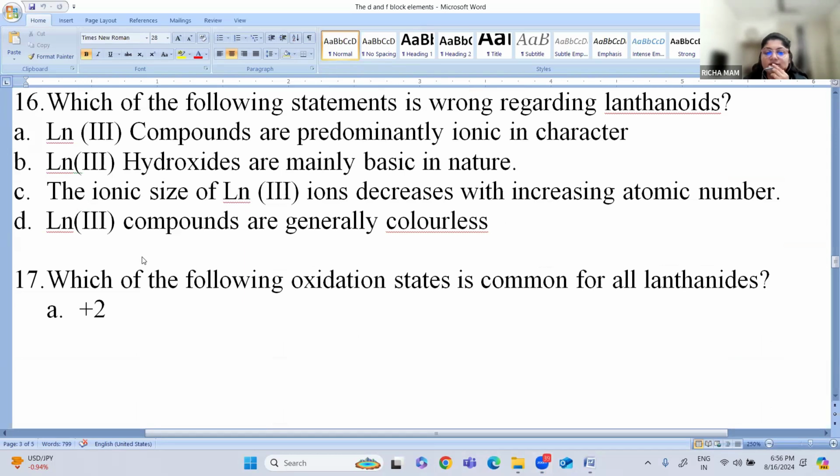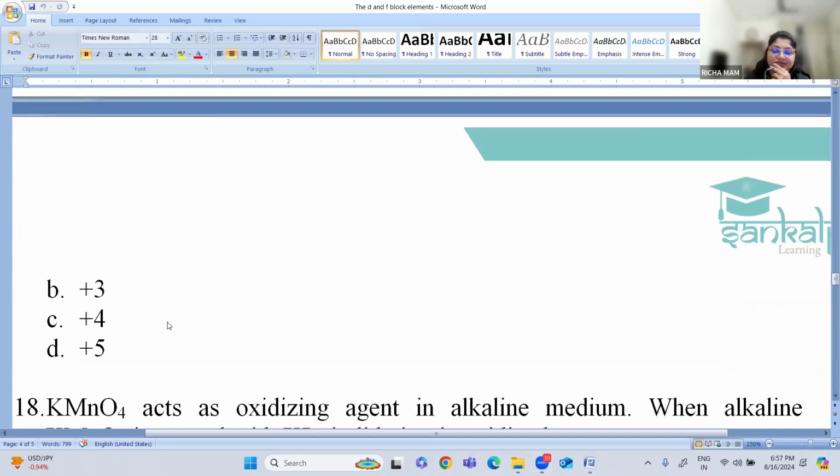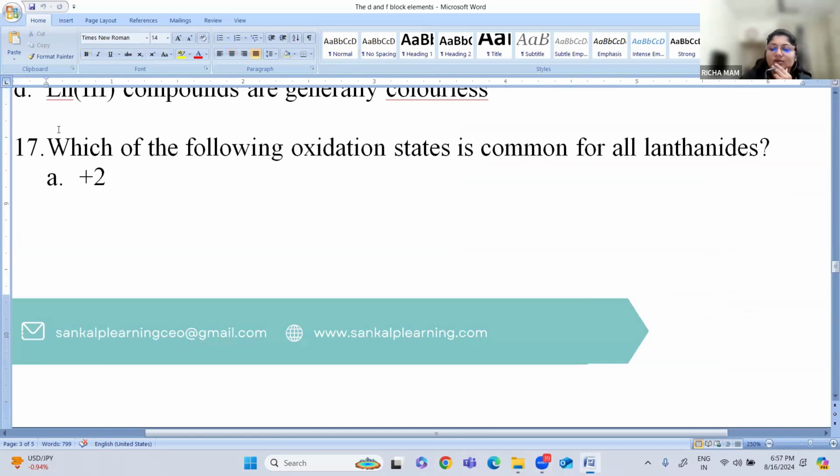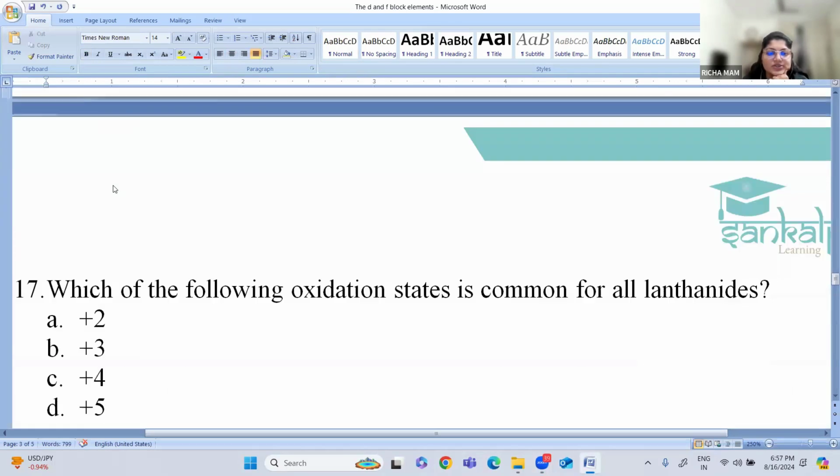Which of the following oxidation states is common for all lanthanides? +2, +3, +4, and +5. Which is the common oxidation state of the lanthanoids? Just now we have discussed which is the common oxidation state of lanthanides. Remember that, very important.